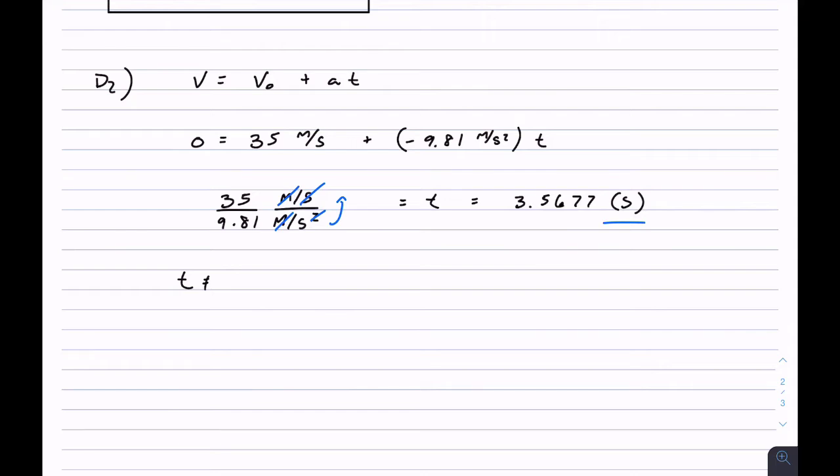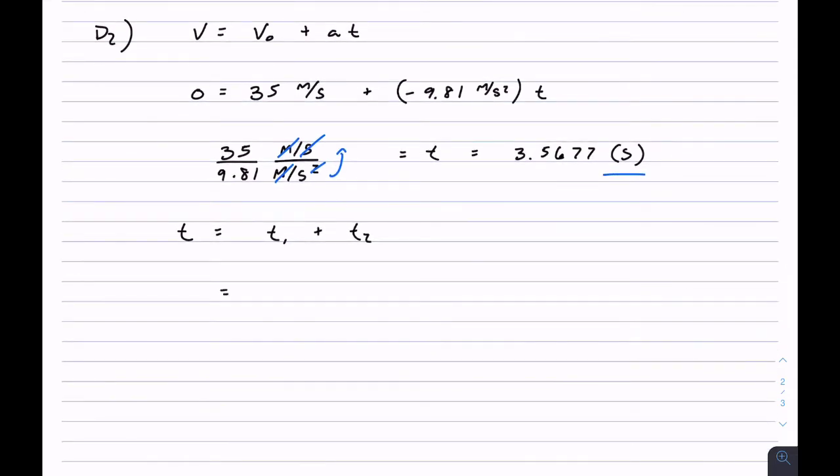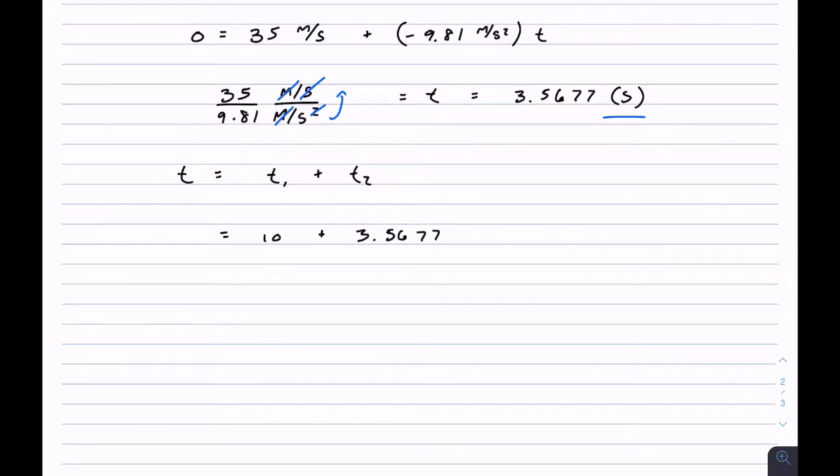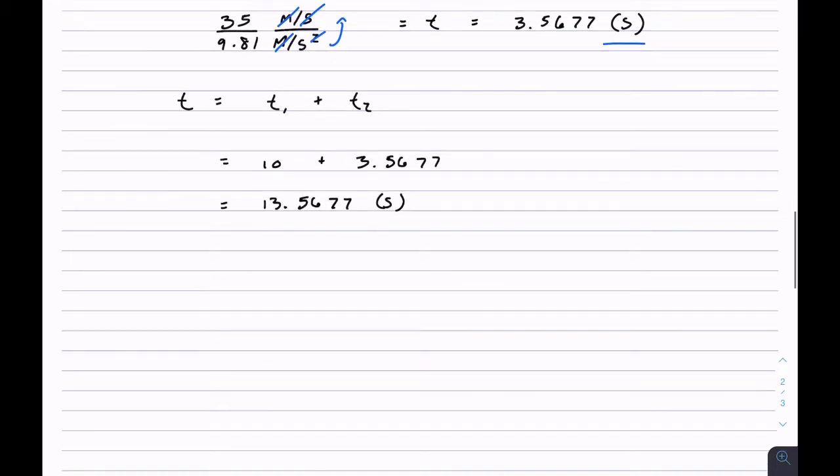So we want to add the time. How much time does it take for the rocket to come to rest at its maximum height? I'm assuming that means from the start of the trip, the very beginning of the trip. So we're going to add the first time, which was 10 seconds, plus the second time, which was 3.5677 seconds. And that's going to give us 13.5677 seconds, where if we do a reasonable amount of rounding, it's approximately 13.6 seconds.